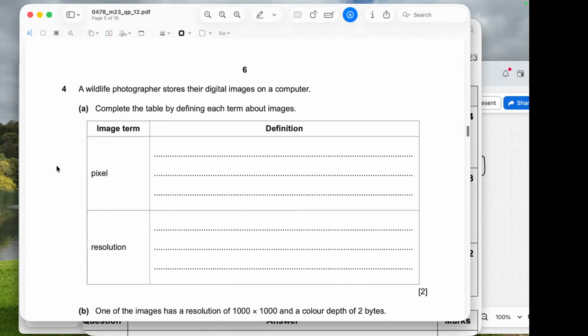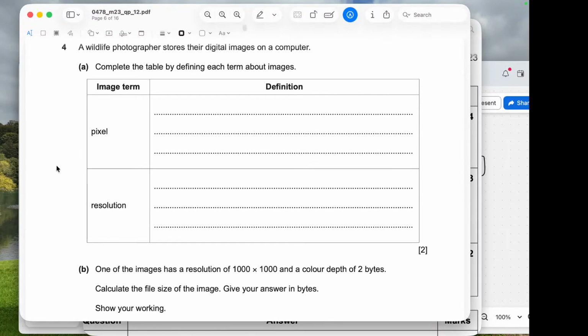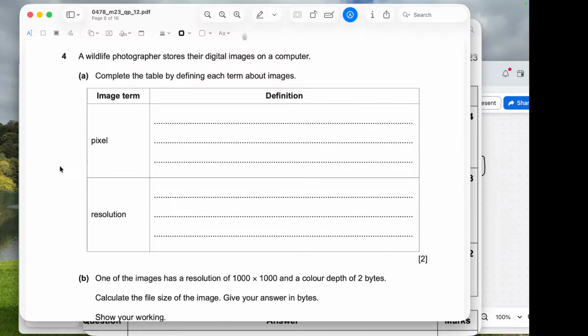Okay, next question then. A wildlife photographer stores their digital images on a computer. Complete the table by defining each term about images, pixel and resolution. They do keep asking this actually. This has appeared quite a few times since 2023, not only for images but also for sound. So it's a good one to look at if you're thinking, does it come up often? And yeah, it does actually come up quite often, this one.